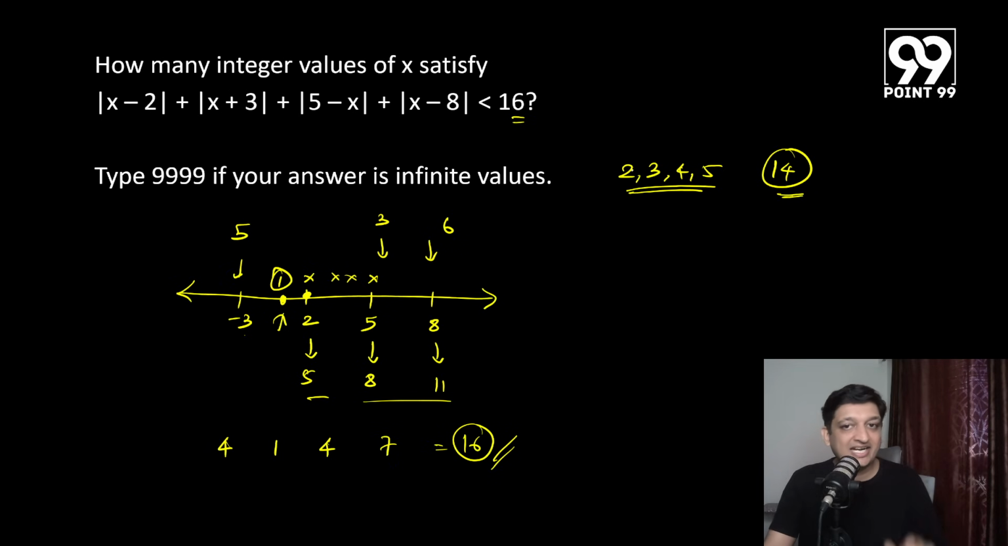So in this context, the correct answer will be 2, 3, 4, 5. There are 4 integer values that will satisfy this particular inequality, and that's why the correct answer here is going to be 4. Let's look at the next question now.